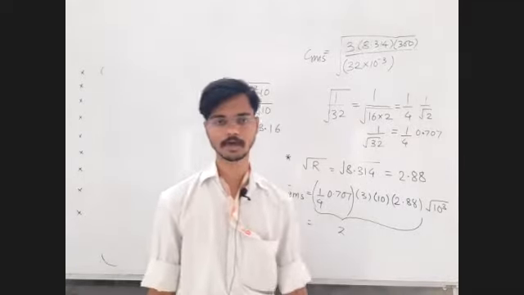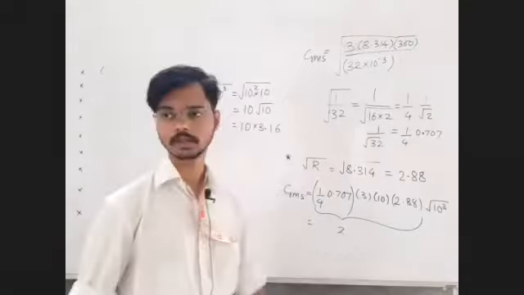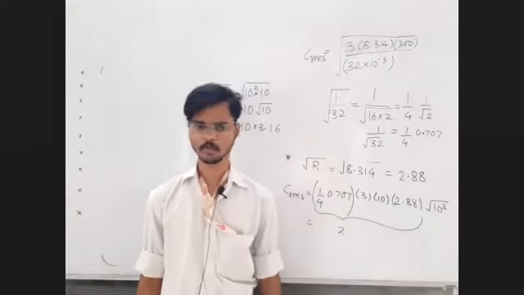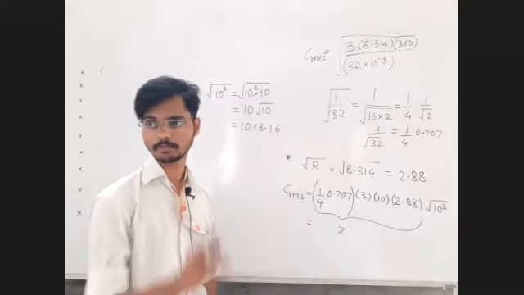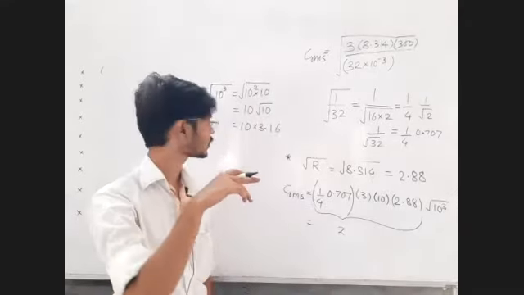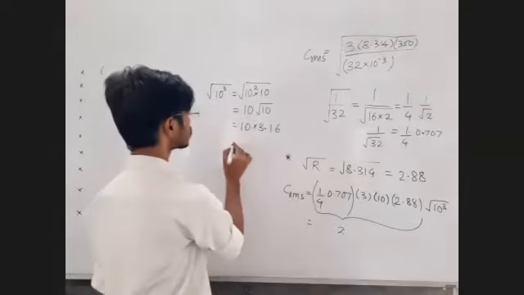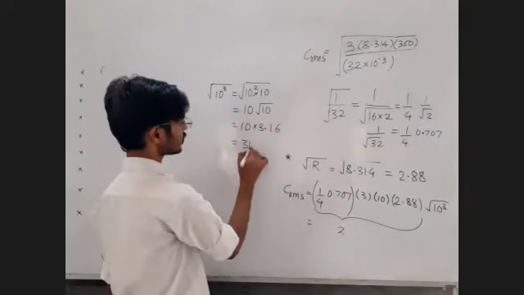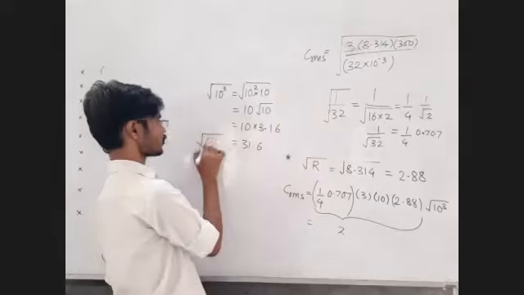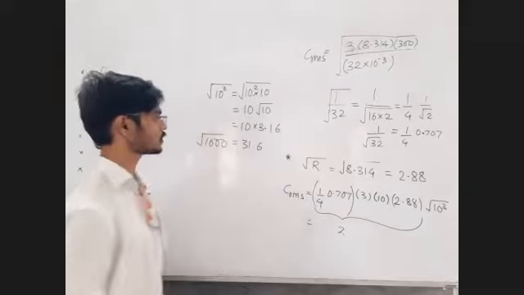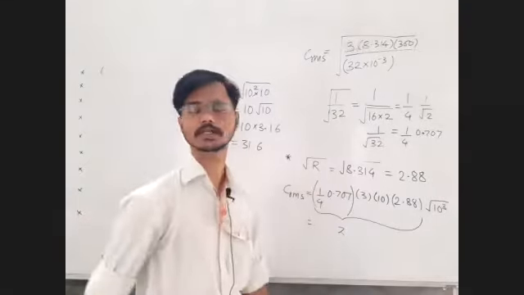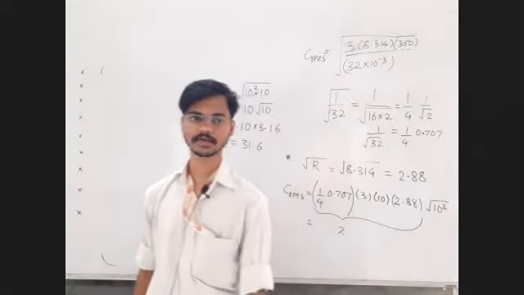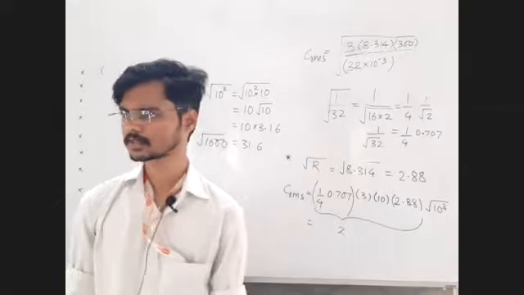Some values we already know. Pi is 3.14 and root 10 is 3.16. So what is the value? It is 31.6. So what is the square root of 1000? It is 31.6. So that's it. Such kind of complex calculations can also be done. Are you getting this?